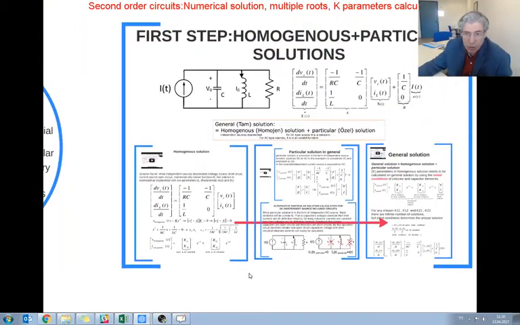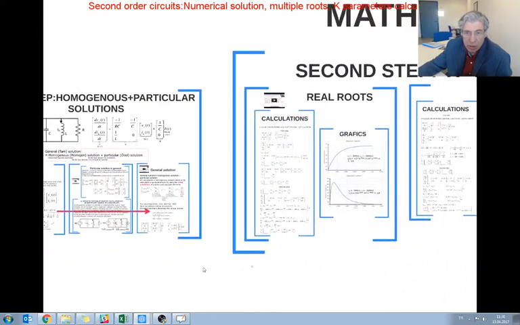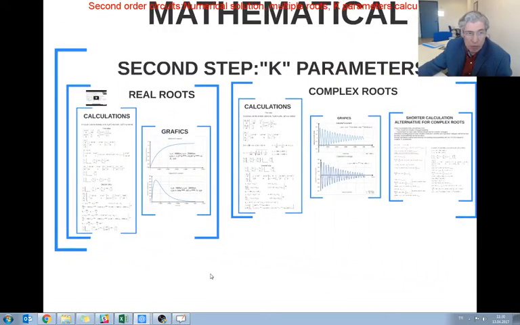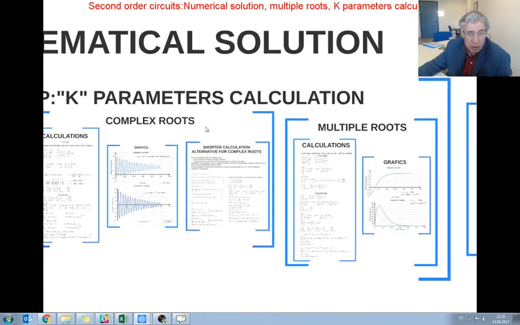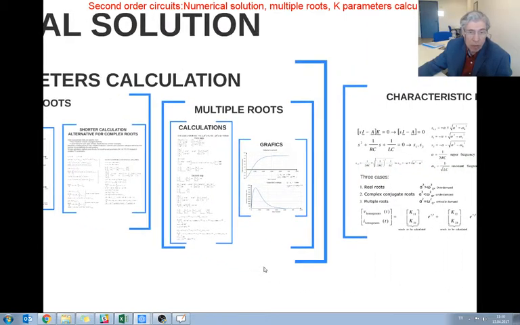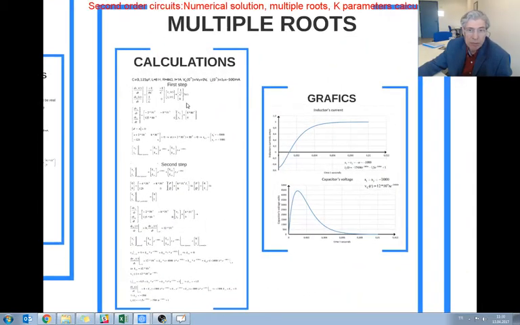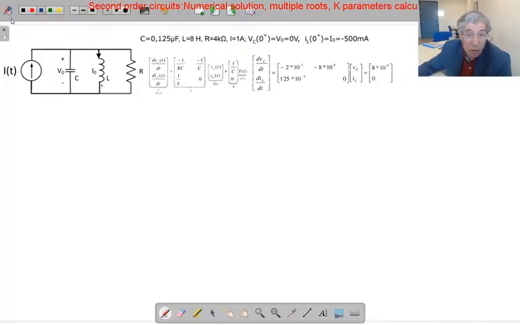We call this solution the second step. In the second step, we already examined the real roots case. We also examined the complex root case, and now we came to the multiple root case. This is that case. So, conclusion: we will be solving a second order circuit when the characteristic roots are multiple roots. So let's see it now on the open board.